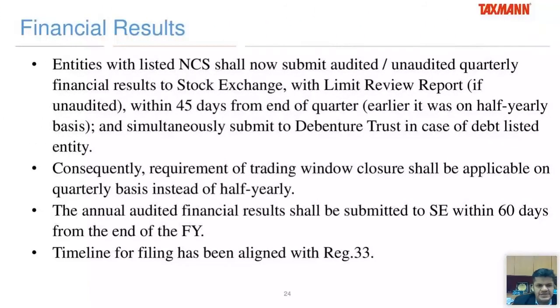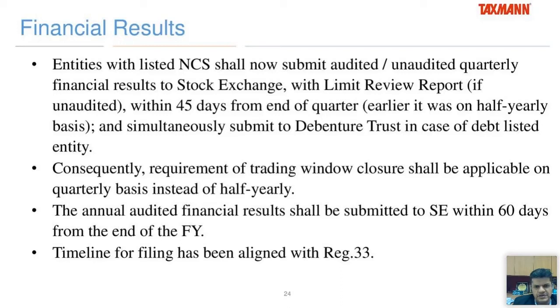When it comes to financial results, entities with listed NCS shall now submit audited or unaudited quarterly financial results to stock exchanges with limited review report or audit report within 45 days from the end of the quarter. So, as is the case with equity listed entities, debt listed entities will also have to file their financial results on a quarterly basis within 45 days from the end of the quarter.